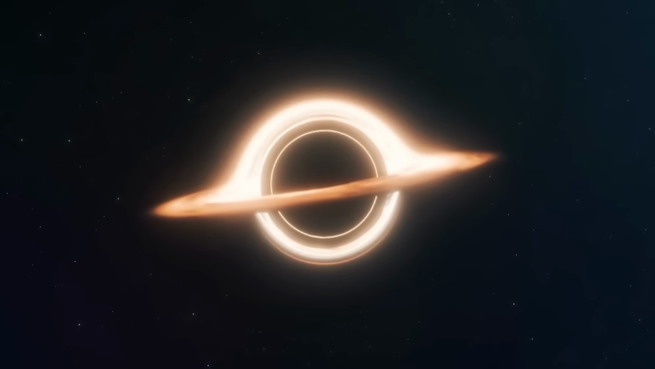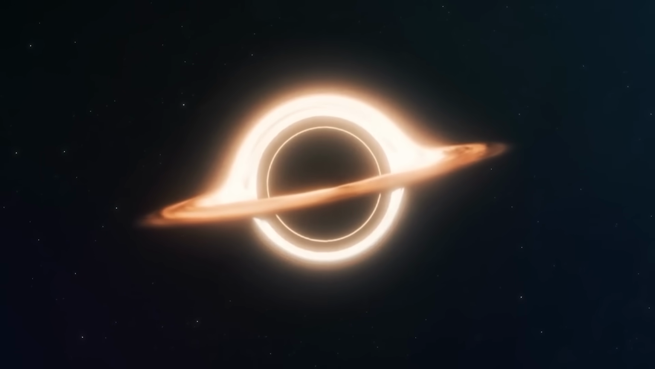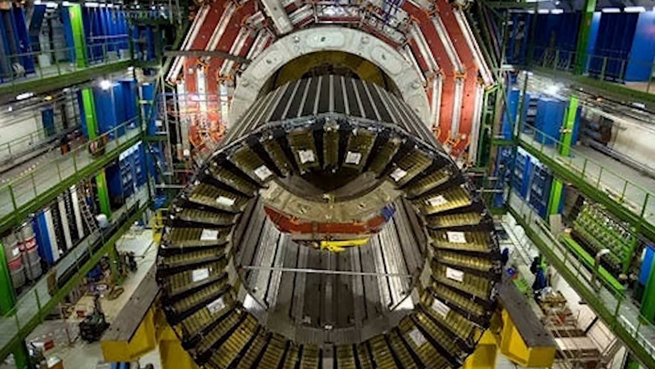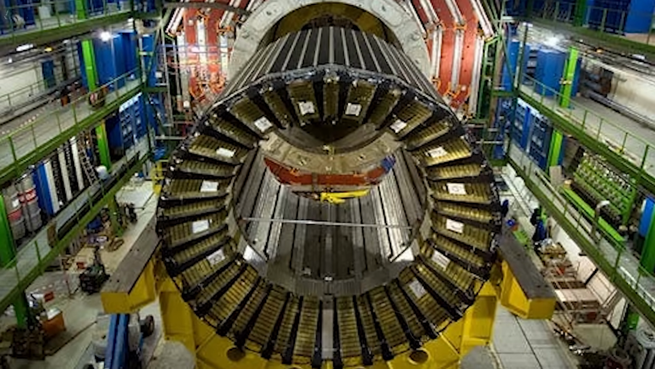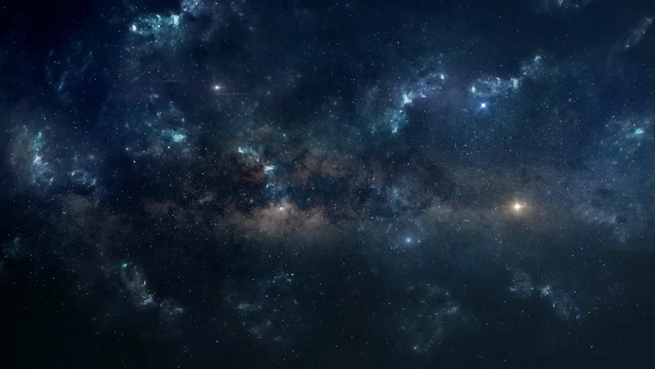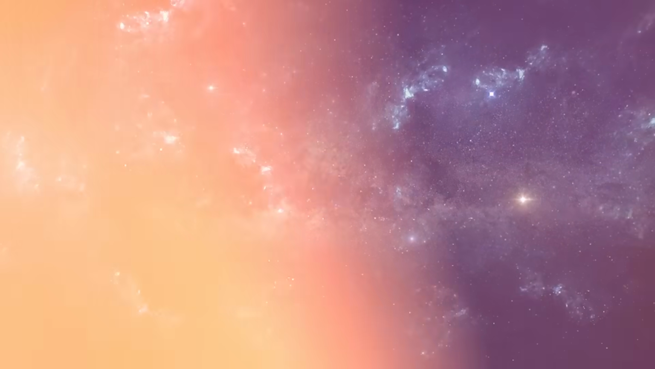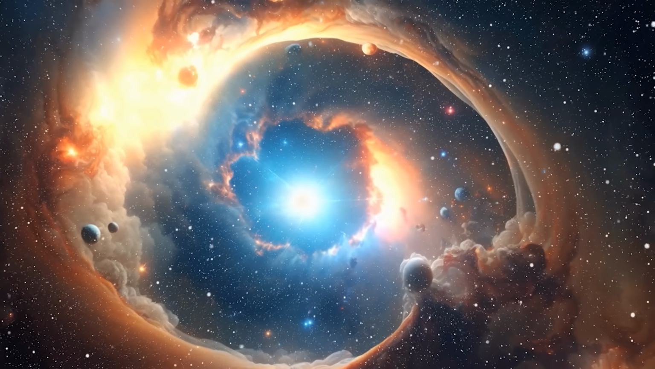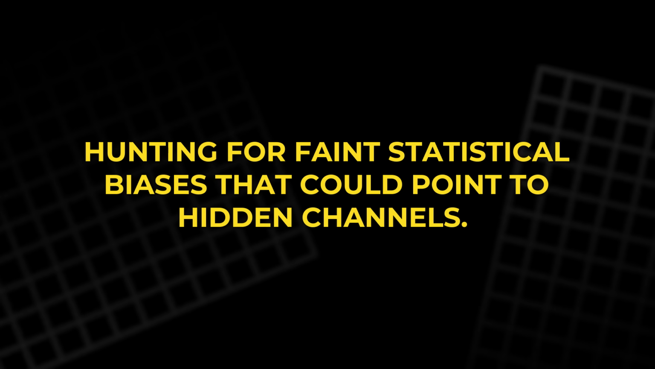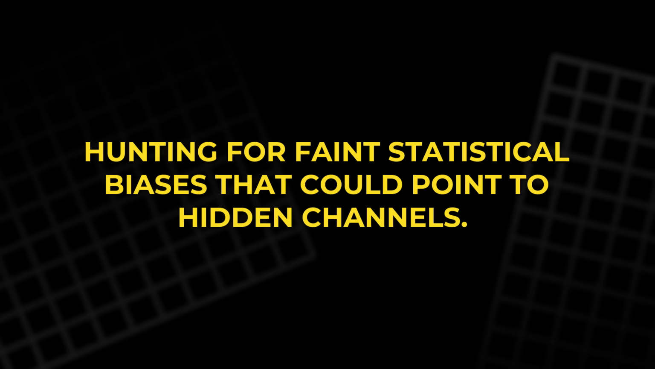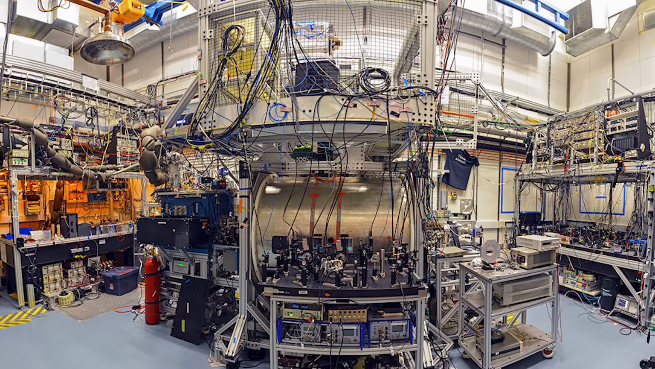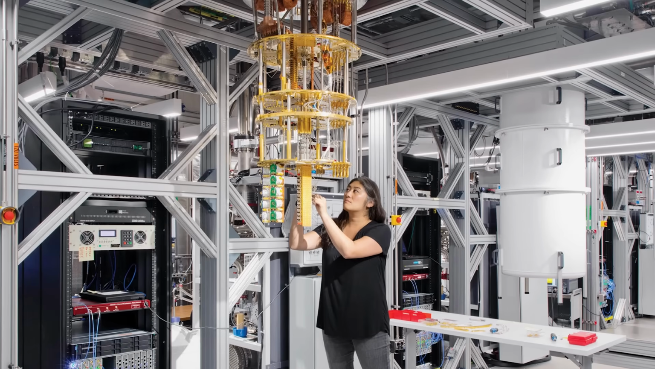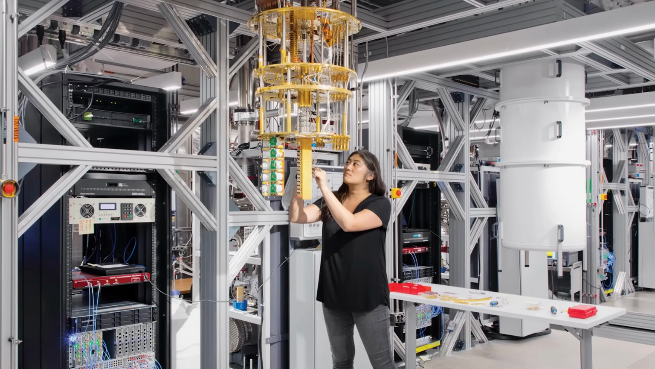LIGO researchers are rechecking gravitational wave events from black hole mergers for tiny fluctuations that don't fit standard templates. James Webb observations are being compared against early universe models to see whether the oldest light suggests spacetime began perfectly smooth or subtly granular. Particle physicists are revisiting decay records, hunting for faint statistical biases that could point to hidden channels. And quantum computing labs are joining the chase because quantum simulations run on qubits, not classical bits.